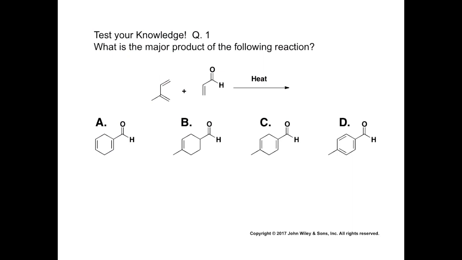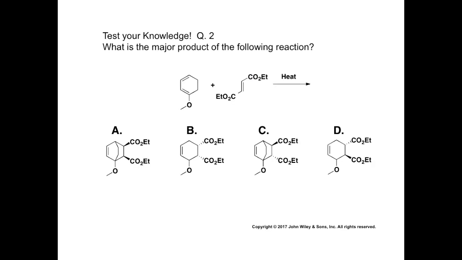What is the major product of the following reaction? So this is going to be a Diels Alder reaction. So this is your diene partner, and this is your dienophile. So in the chat, tell me which product you think would arise from this.